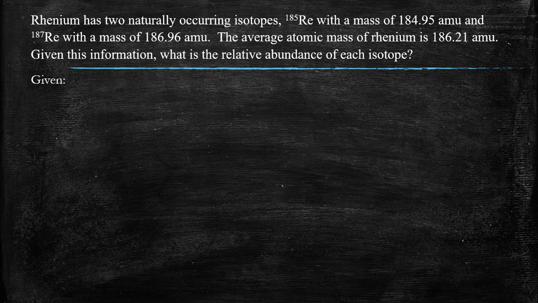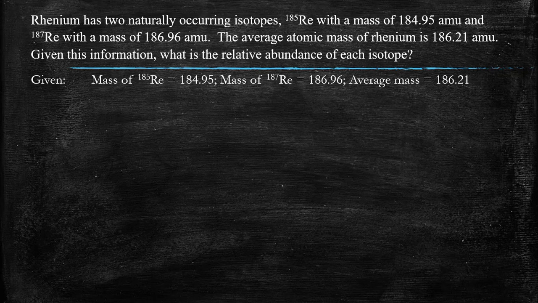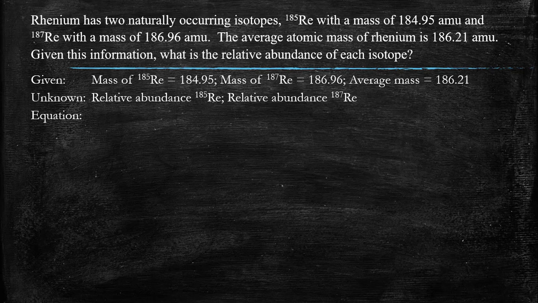So start with what we're given. We have the mass of rhenium-185 and the mass of rhenium-187. We're also given the weighted average mass, which is 186.21 AMU. What don't we know? The relative abundance of rhenium-185 and the relative abundance of rhenium-187. What about the equations? Well, we have two variables, so we're going to need two equations.